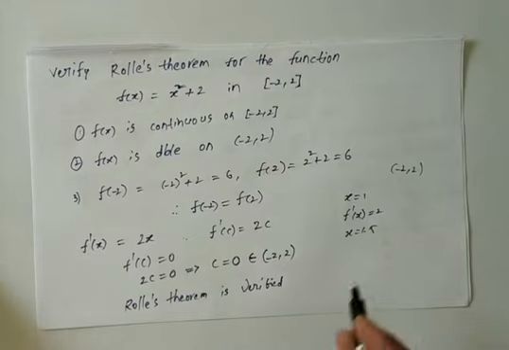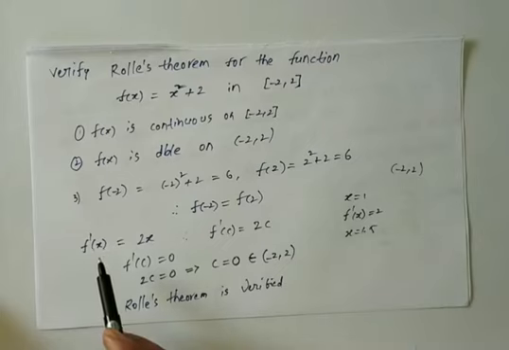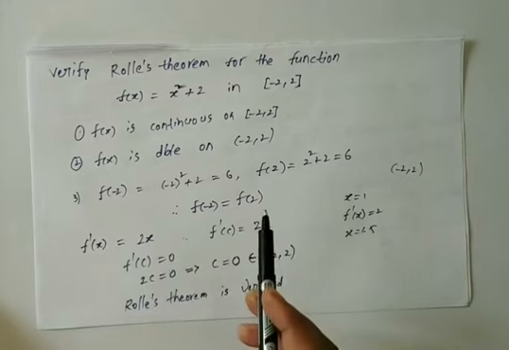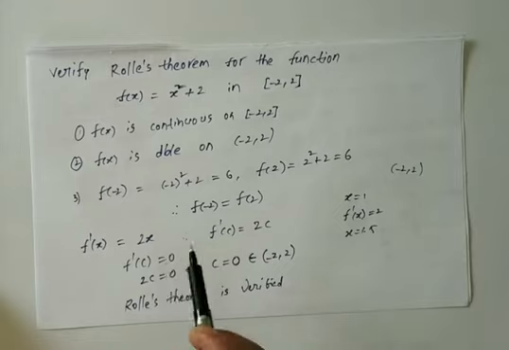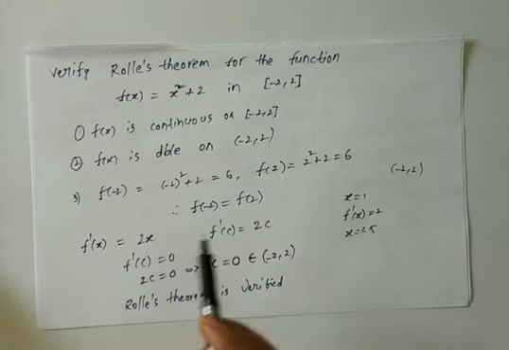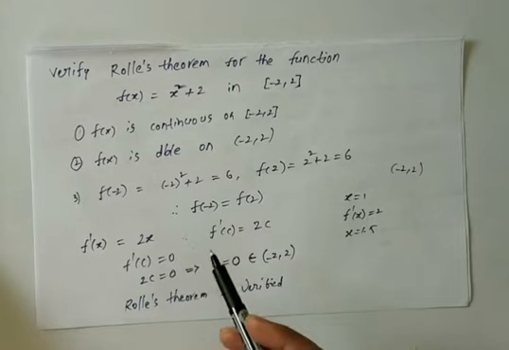Okay, students, remember this very important point. Here f dash of x is defined for every x in the open interval minus 2 comma 2, so Rolle's theorem is applicable. If suppose f dash of x does not exist in the given open interval, then we can say that Rolle's theorem is not applicable. Remember that point. Next I will explain one more problem.